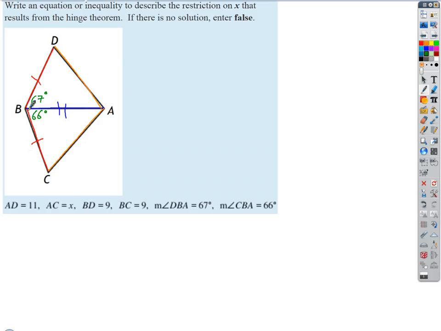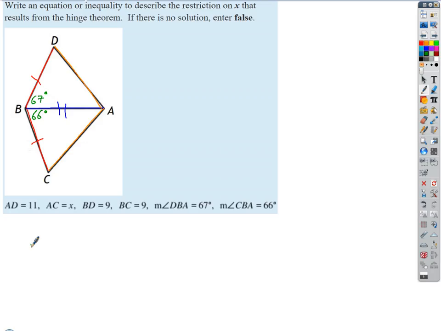So if the lengths of the red and blue boards are equal, right, then what do we know about the rubber bands here? Which one is going to be stretched more? Ruby, what do you think? DA. DA is. How come? Because angle DBA is bigger than CBA, right? So that means that this hinge must be spread apart a little bit further. And because the lengths of the boards are equal, that means that the rubber band must be stretched more, right?